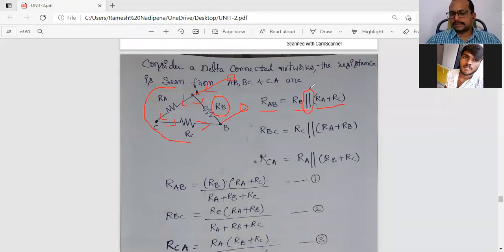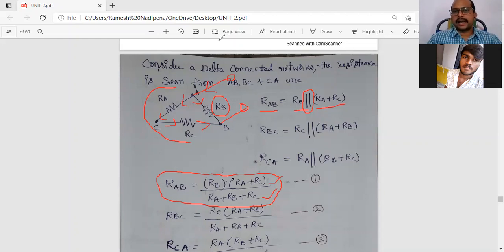Simple. Here two resistors are in parallel, which means product by sum. The product is RB into RA plus RC. The sum is RB plus RA plus RC. So this is RAB: RB into RA plus RC in the numerator, and the sum in the denominator. That is RAB.